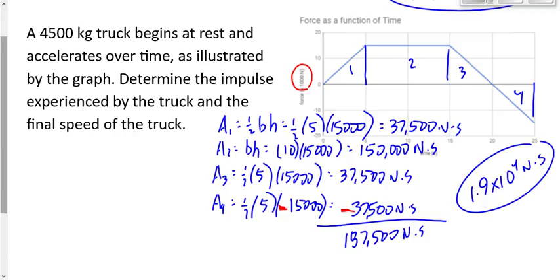But we're not done because we're asked to find the final speed of the truck. What else am I allowed to do in this question? Well, I can't use F times t. Remember I said don't ever try using F times t in one of these questions. So the only other thing that I have at my disposal is m times delta v. We know the impulse, and we know the mass. Solve for delta v.